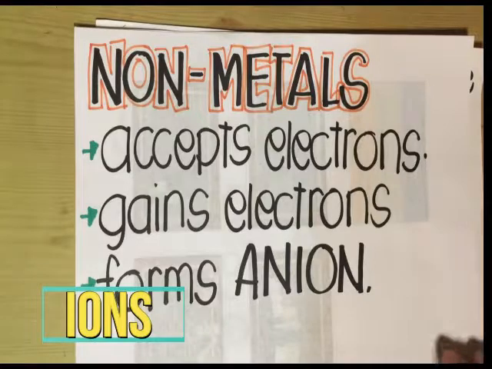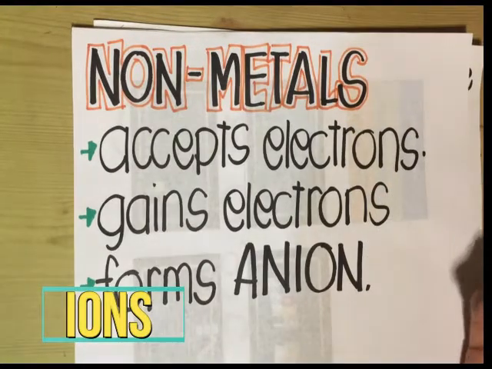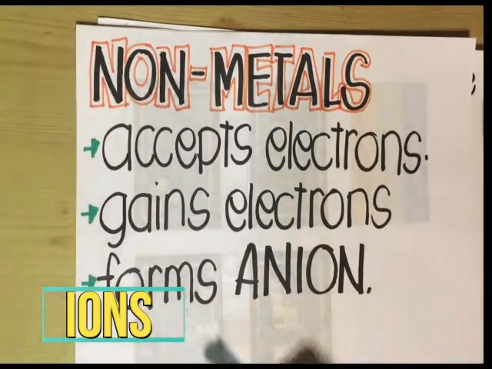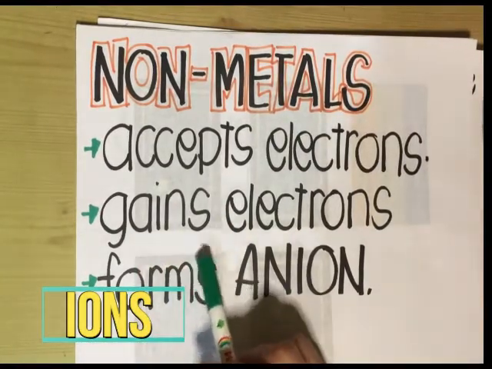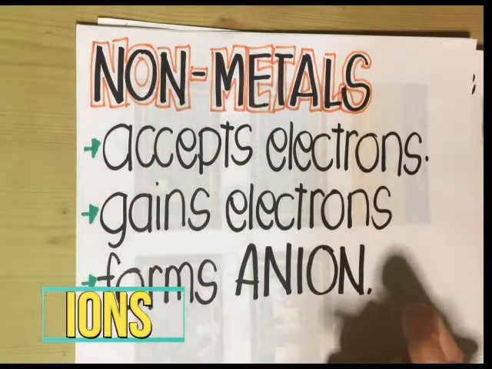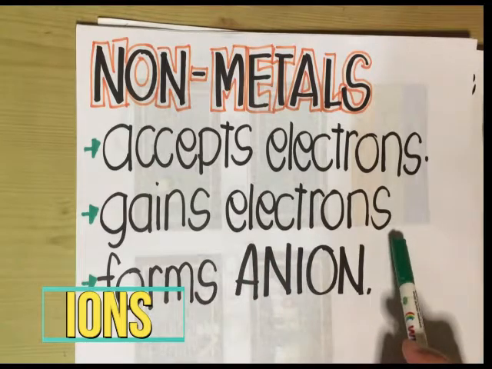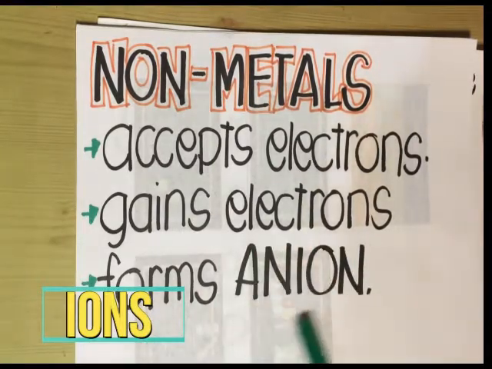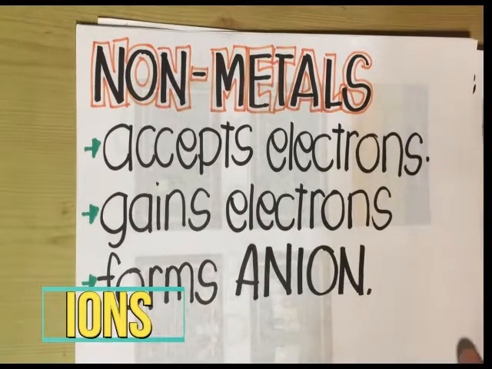And non-metals, on the other hand, accept electrons. So, they are called electron acceptors. Tinatanggap nila yung mga electrons na binibigay ni metal. So, since tinatanggap nila yung mga electrons, they gain electrons, which means nadadagdagan yung kanilang electrons. Since nadadagdagan yung electron nila, mas nagiging marami yung negative charge sa kanila, wherein they form an ion. Okay, so nagpo-form naman sila ng anion.